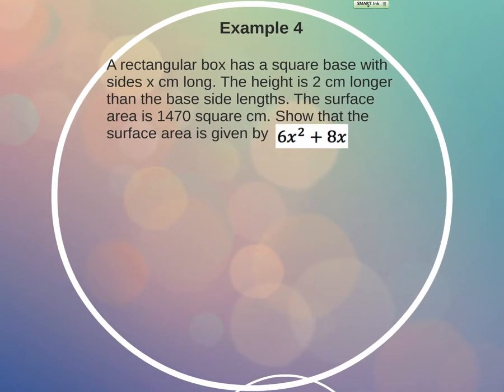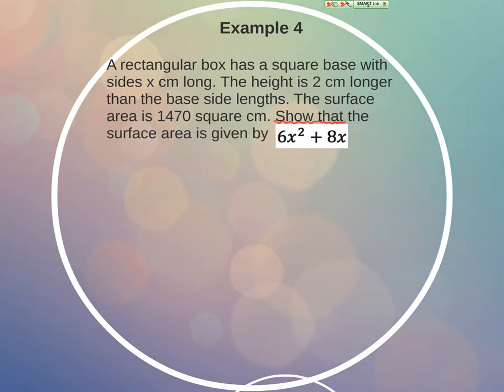Alright. So, yeah, this is a lengthy one. It says a rectangular box has a square base with sides x centimeters long. The height is 2 centimeters longer than the base side lengths. The surface area is 1,470 square centimeters. Show that the surface area is given by the expression 6x squared plus 8x. This example is kind of important because I think this is the first time in class we've had a show that problem.